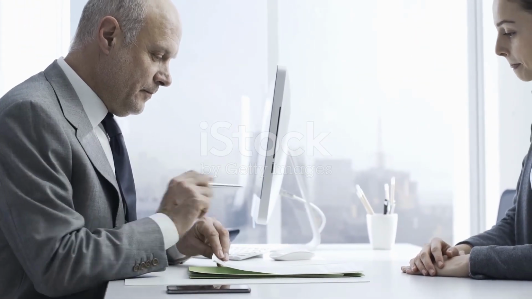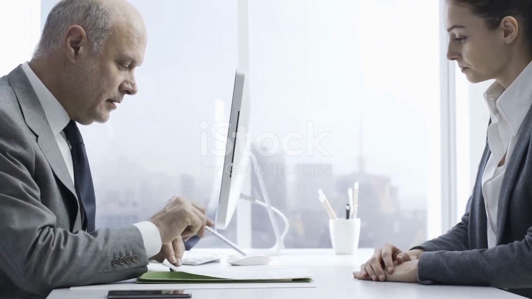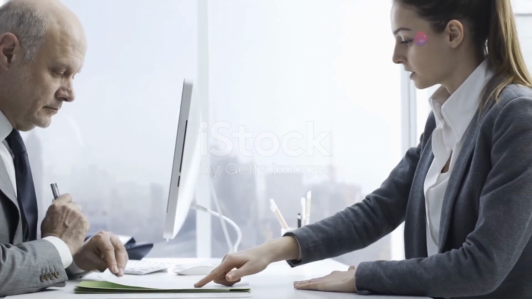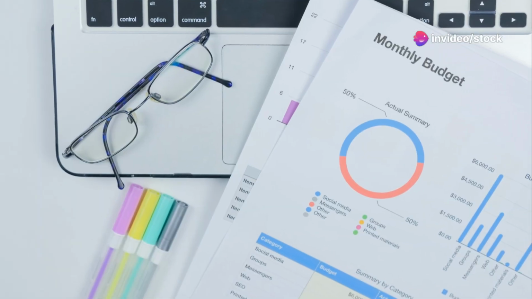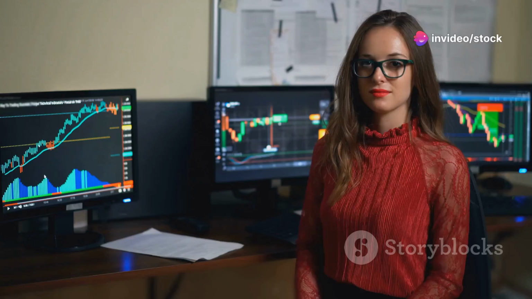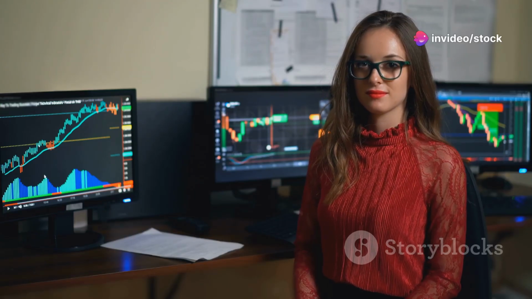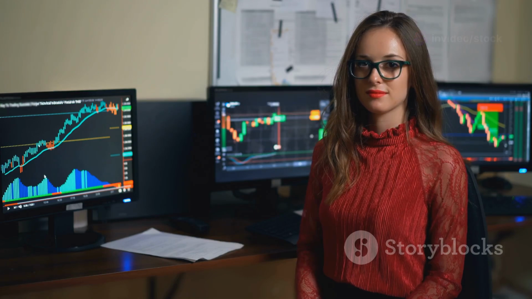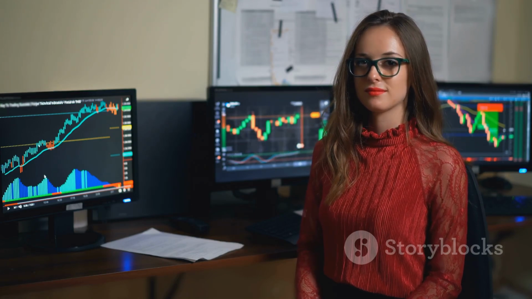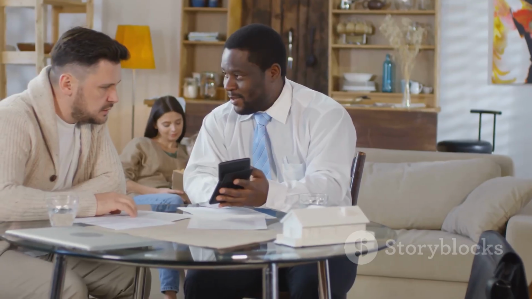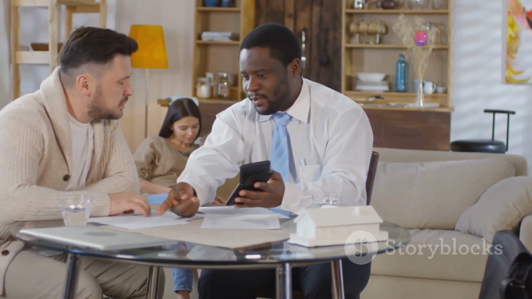Now that we've covered the major asset classes, let's talk about how to put them together in a diversified portfolio. This is where asset allocation comes in. Simply put, asset allocation is the process of dividing your investment portfolio among different asset classes. A common rule of thumb is the 100 minus your age rule.